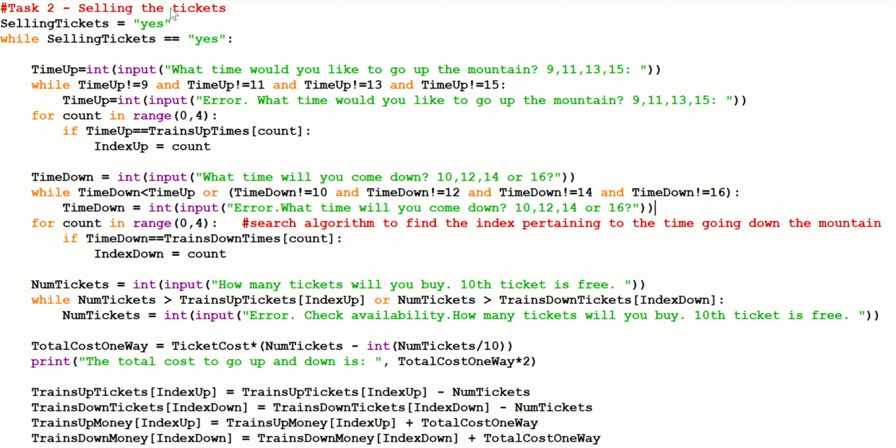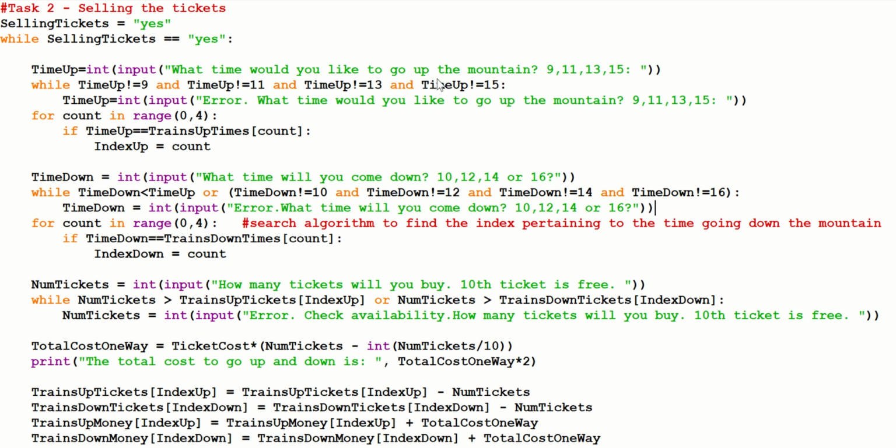Selling tickets equals yes firstly. While selling tickets equals yes, time up equals integer input. We will enter an integer 9, 11, 13 or 15, while time up is not equal to 9 and time up is not equal to 11 and 13 and 15, because if it was or, then it is and now. So if it's not equal to this and this and this, it has to apply to this and also this.